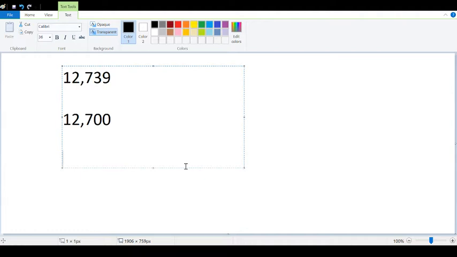Okay, so what if I said, okay, round this number to the thousands place? So now we have to look at the 2, because the 2's in the thousands. We look at the number behind it, which is 7. Now 7 is greater than 5. So that means our 2 is now going to increase and become a 3. But now every number behind it becomes 0.